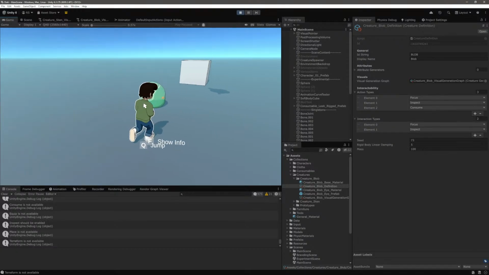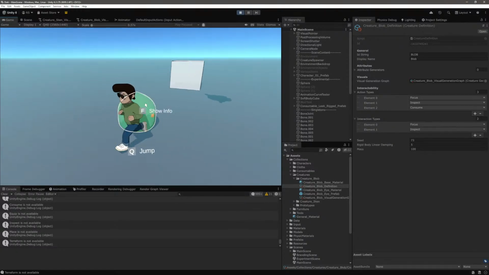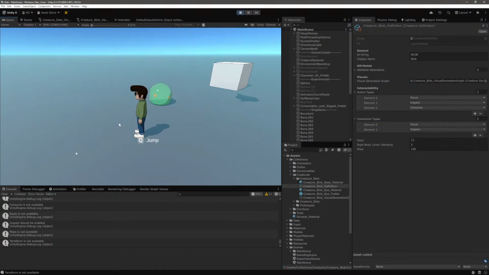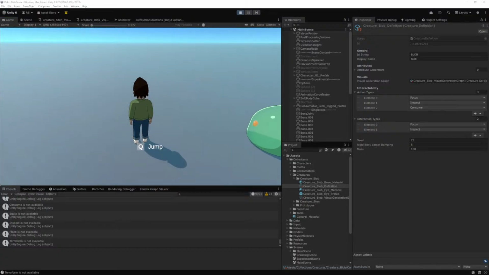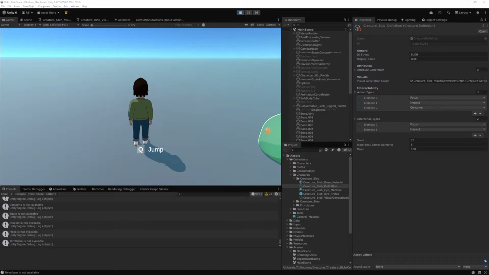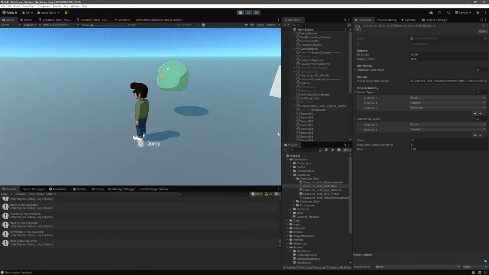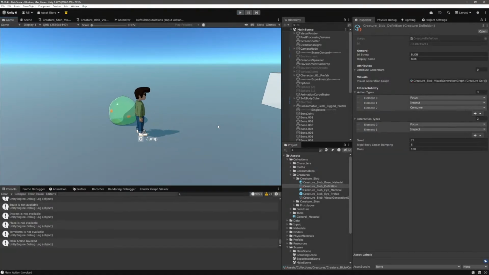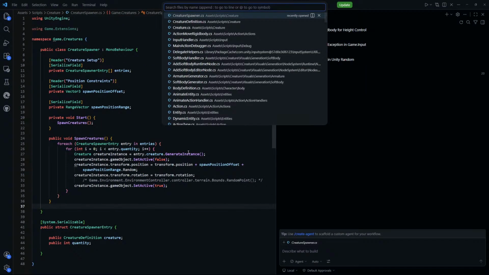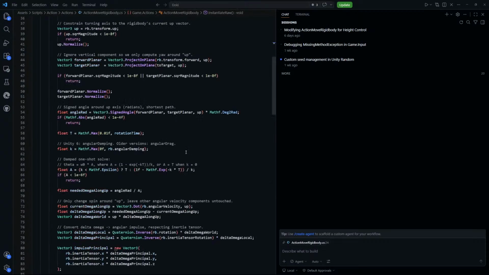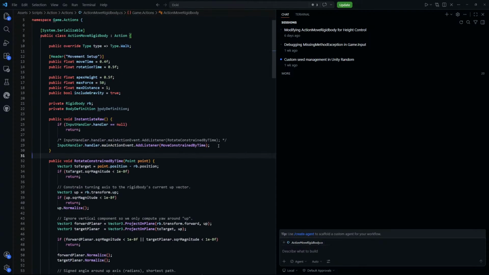Let's see, I'm just gonna see if I can disable my... Maybe I can't. Okay. So, I don't want to control how it jumps today. I want to control... action, move, rigid body. I want to work with the rotate constraint by time method instead.